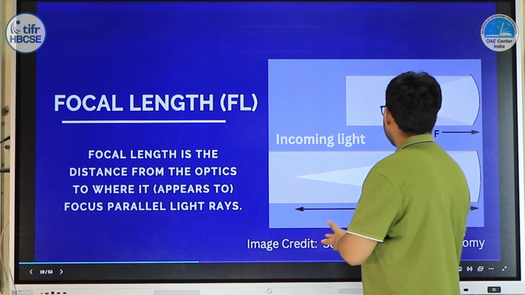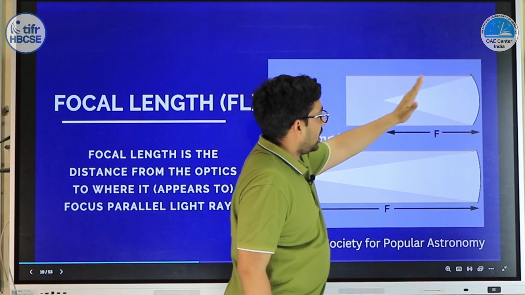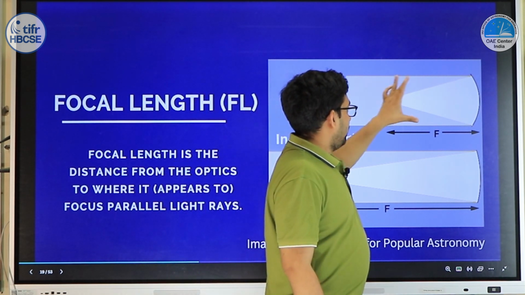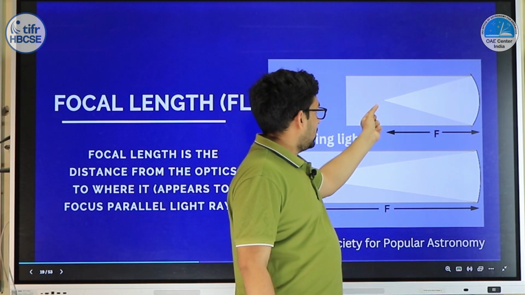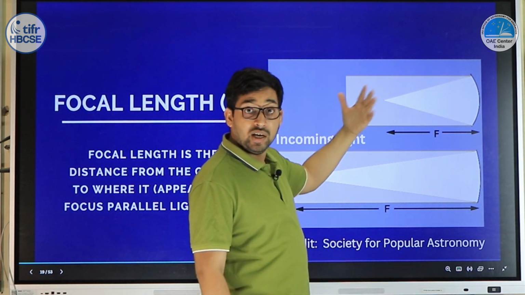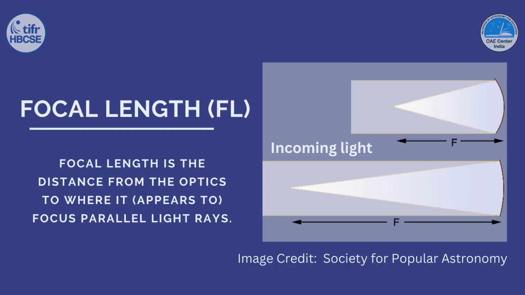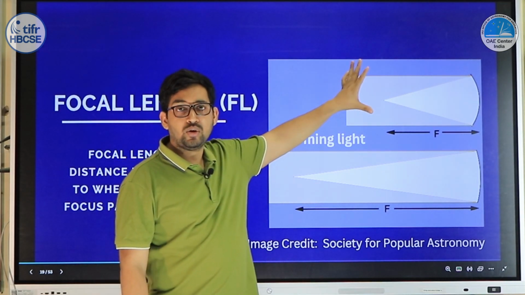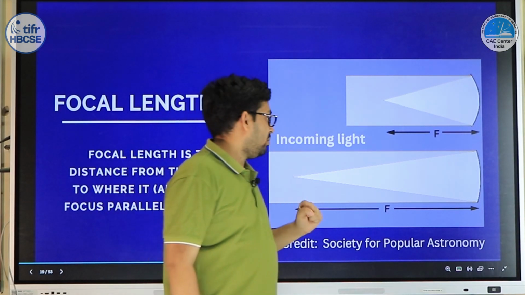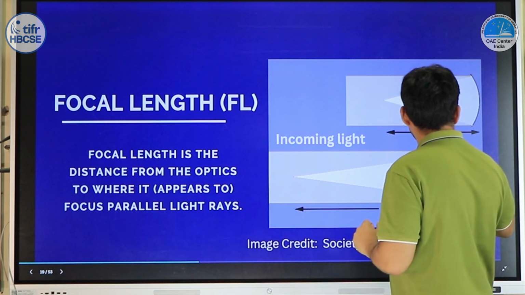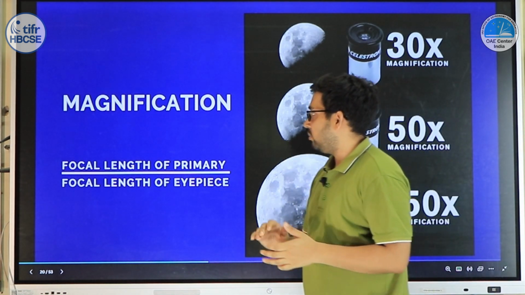Just to remind you, if parallel rays are coming to an optic, be it a mirror or lens, the distance from that optic to where they converge or appear to converge is known as the focal length. It is possible for a diverging lens or diverging mirror to not focus the light, but rather the rays appear to focus at a place. In that case, focal length will be defined as such. This focal length is a very important quantity for one of the useful parameters that we call magnification.